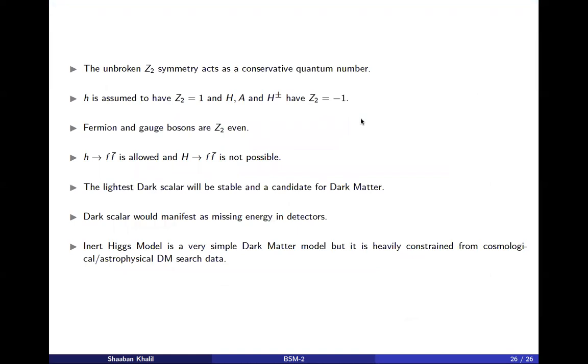Yeah, I have one slide about this. The unbroken Z2 acts as a conserved quantum number. In this case, the standard Higgs H is assumed to have Z2 equal to +1, and capital H, capital A, and the charged X have Z2 equal to -1, as do the Fermi and the gauge boson. Z2 is a discrete symmetry with ±1, and you distribute it ad hoc, essentially, as you want.